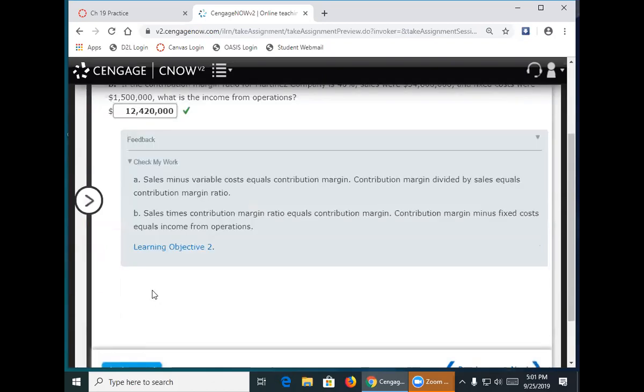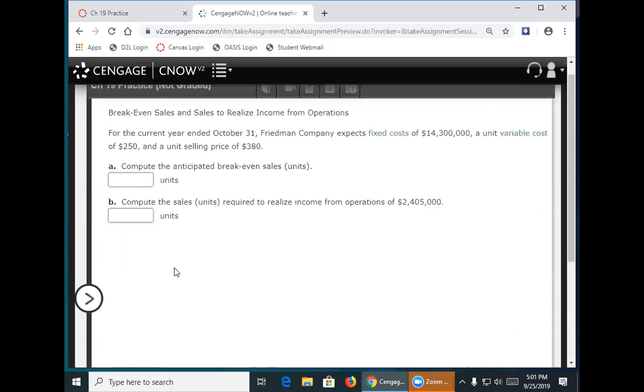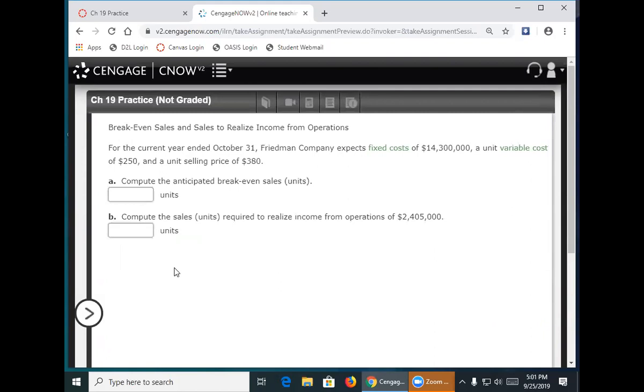Okay. So that's just calculating the contribution margin ratio. Because as you'll notice in your other formulas, for break-even and then target income, we need to know our contribution margin, either unit or ratio. So this is when we're going to do break-even.